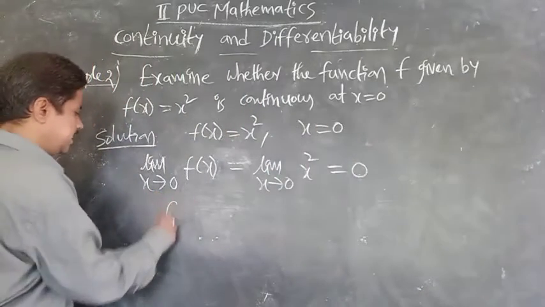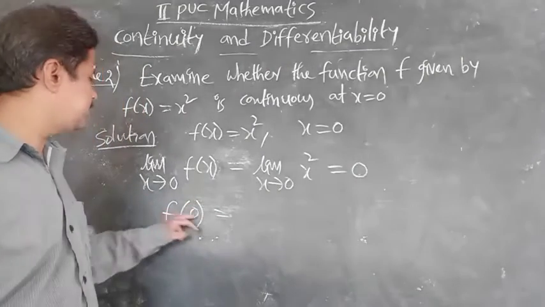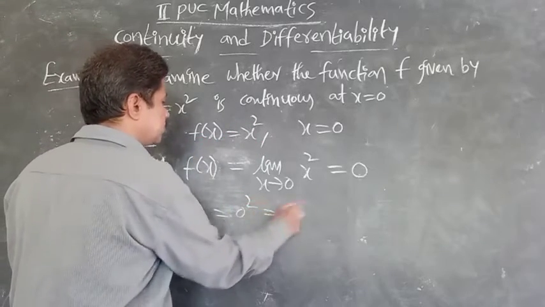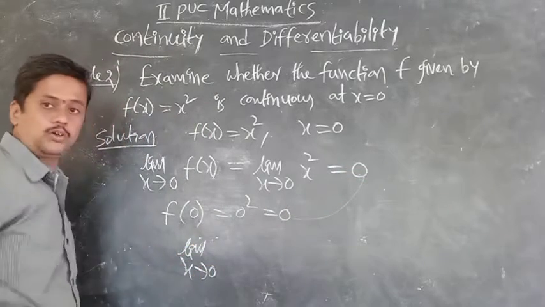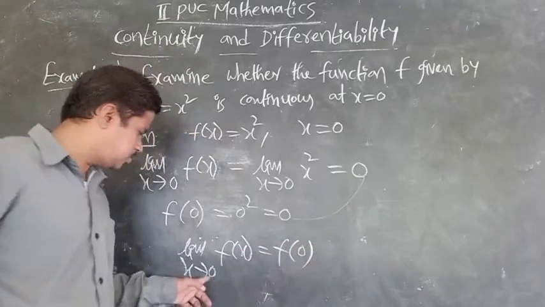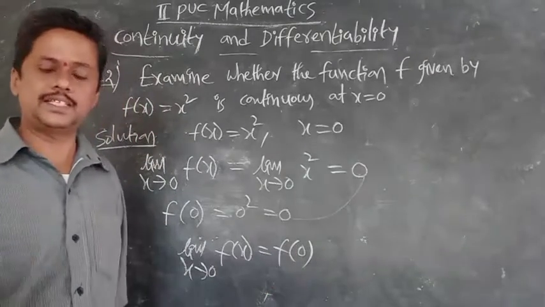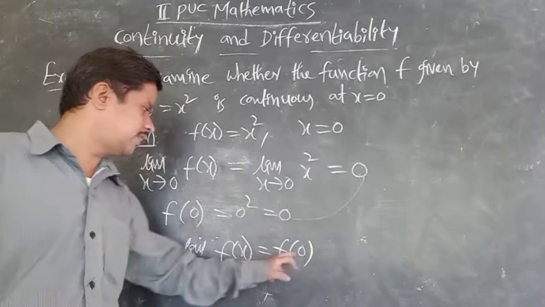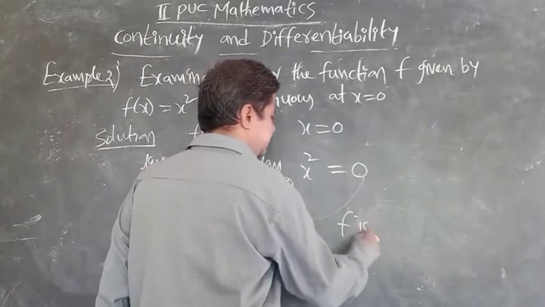Next, I will move to f of 0. F of c, calculate f of c. F of c, f of 0. F of 0 means what? F of 0 means 0 square. 0 square. So both are the same now. For limit x tends to 0, f of x is equal to f of c. If x equals 2 means f of 2. X equals 3 means f of 3. Very simple. X equals 2 means f of 2. X equals 8 means f of 8. Like this. Understood? So therefore we can tell that f is continuous.